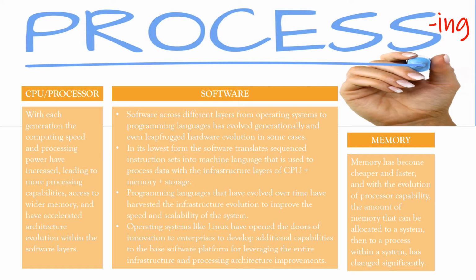With the evolution of processor capability, the amount of memory that can be allocated to a system, and then to a process within a system, has changed significantly. So all these three, CPU, software, memory, are involved in the processing. How the evolution of these three has been the challenge for data processing.